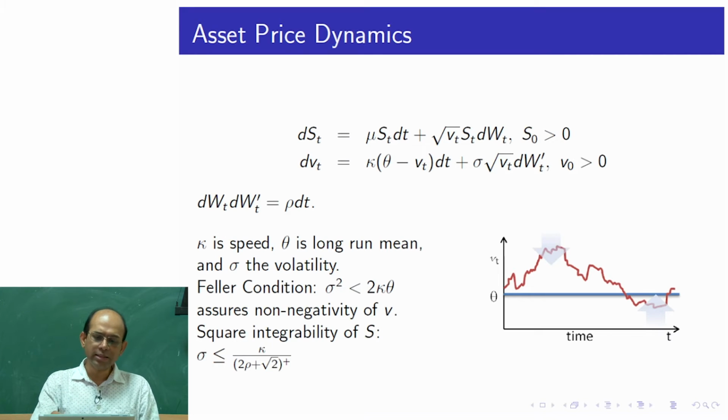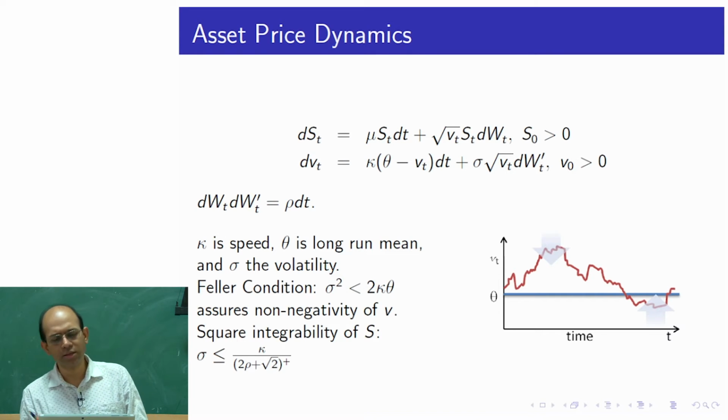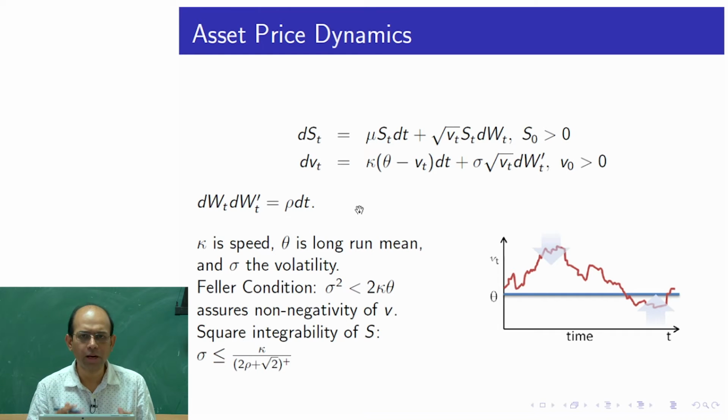And then this W and this W' need not be the same; they could be two different Brownian motions. They could be independent, they could be correlated. If they are correlated, then dW_t dW'_t is rho dt, where rho is the correlation coefficient. Market traders believe that this rho should be negative. That is a different story, how and why they believe that. So, that is the model.